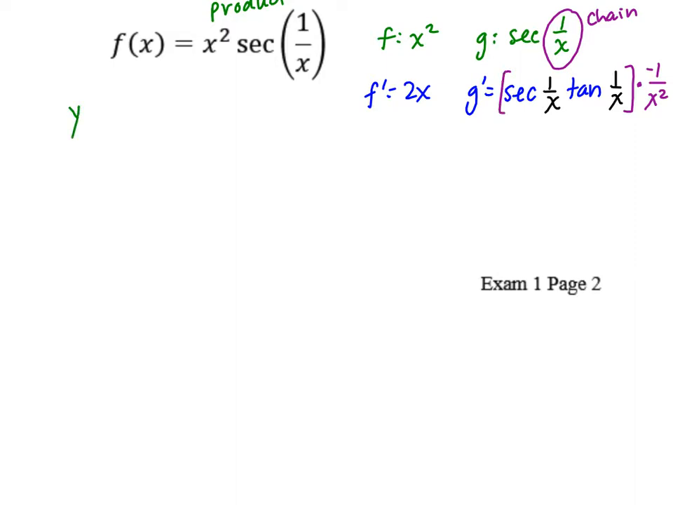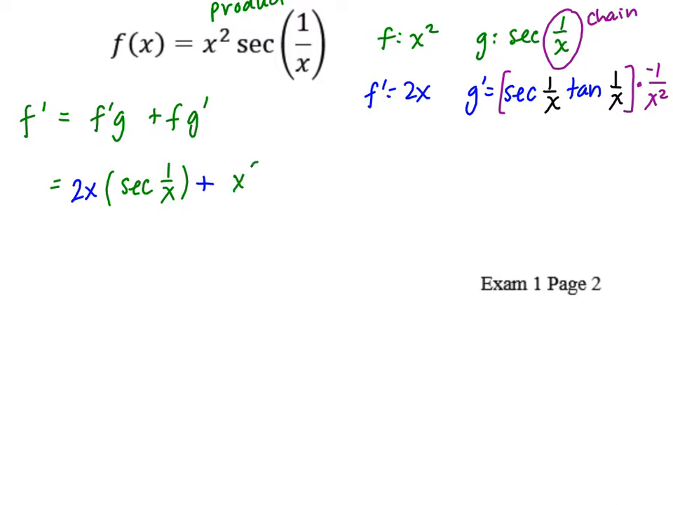Now that's multiplied by all this piece of the derivative of the outside. So when we apply the product rule, f prime equals f prime g plus f g prime, we find that f prime is simple 2x, g is the original function, secant of 1 over x, plus f, original f is x squared, times g prime, and g prime is the big one. I'll put the negative 1 over x squared first, times the secant of 1 over x, times the tangent of 1 over x.